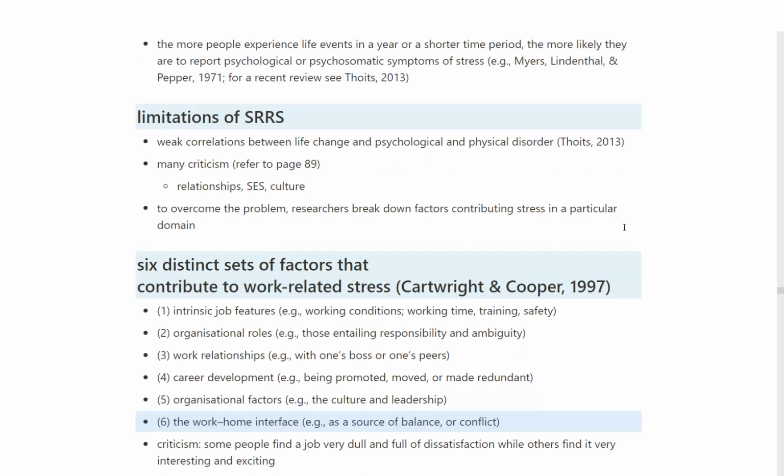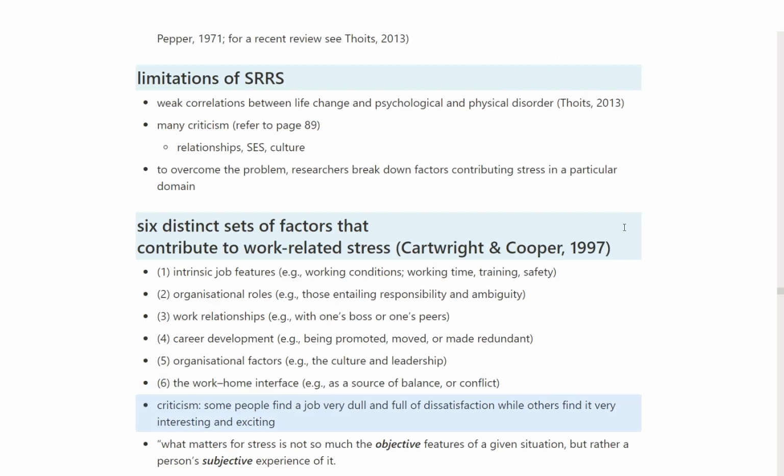And the work-family interface, so this is more like work-life balance, I guess. Whether they have enough time at work and home, or whether the way they work is not in conflict with the living style that they take at home. Okay, but again, there is a criticism.